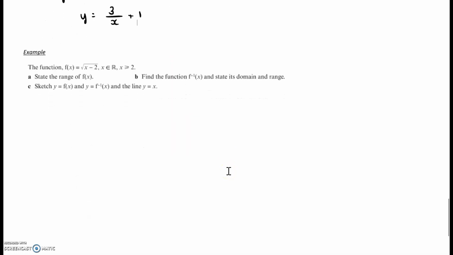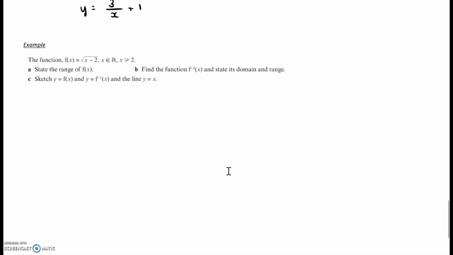Okay, second one. Function f of x equals root x minus 2, where x is greater than or equal to 2. So again, we specified that domain, state the range of f of x. So my range of f of x would be, okay, if I sub in my smallest value, which is 2, I get 0. So my range is that y is greater than or equal to 0.